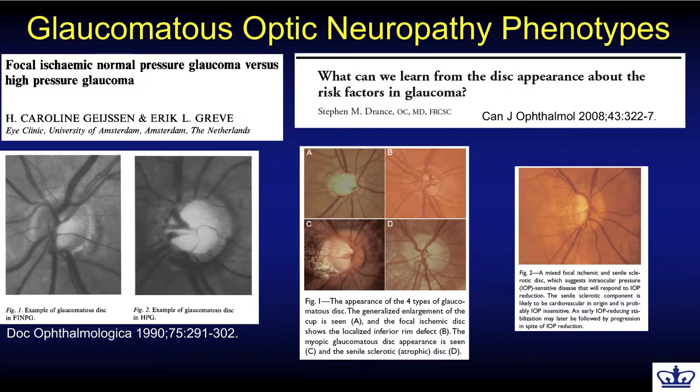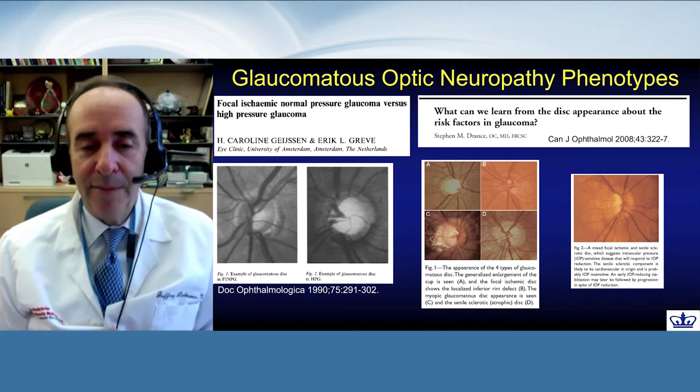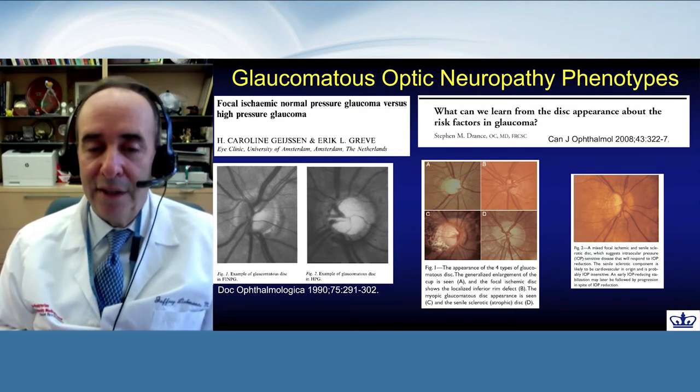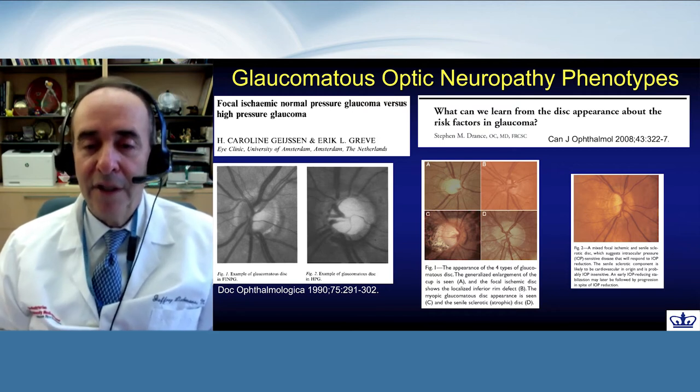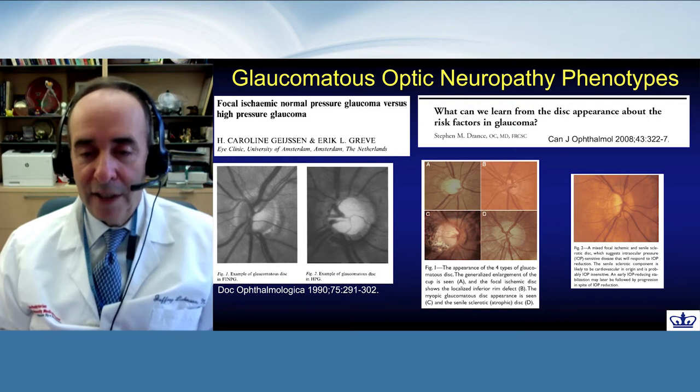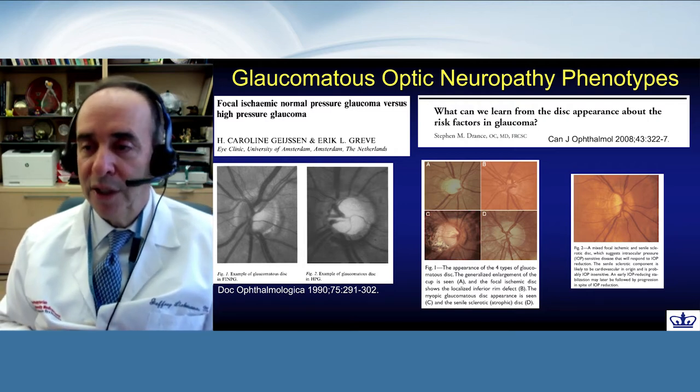The appearance of the optic disc, of course, over time has been evaluated. These are images from nearly 20 years ago, or 30 years ago now, looking at focal change in the optic disc, where the focal ischemic type of change inferiorly in the optic disc on your left is compared to the more generalized loss of axons that's related to higher intraocular pressure.